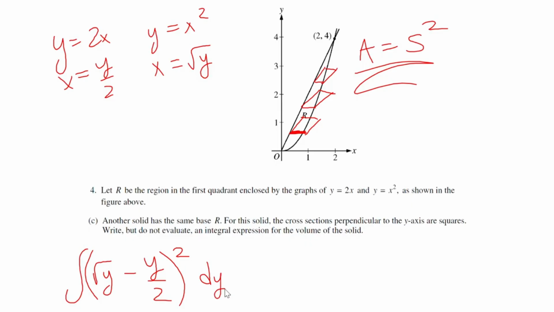And then, of course, our limits of integration. We're not going to do 0 to 2 this time because we're doing it in terms of y. So we're going to do 0 on the bottom, and on the top, the upper bound, which is 4. This was worth 3 points: 1 for the correct limits of 0 and 4, and 2 for the correct integrand. And that is the end of this area and volume FRQ. That was question number 4 from the 2009 AP Calculus AB exam.